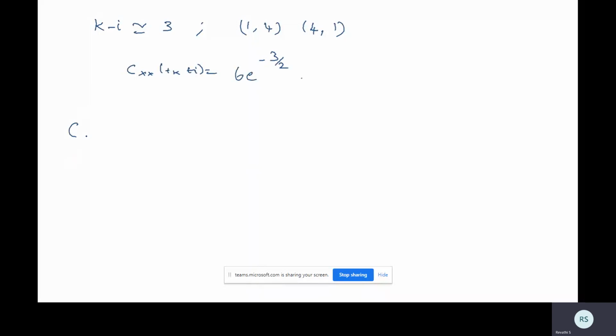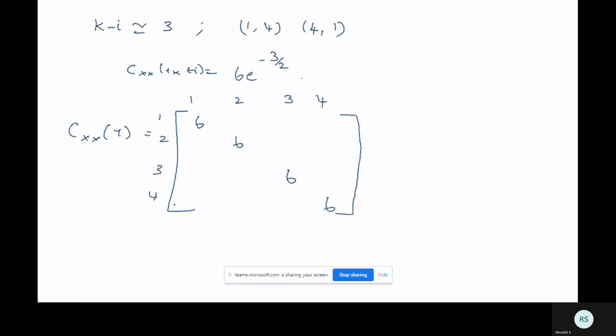You are ready to write the matrix, C matrix, Cxx of Tk comma Ti or tau. Write it as tau here. So it's a 4 cross 4 matrix. Already you know K is 1, 2, 3, 4. I is 1, 2, 3, 4. So when both are equal, we are having the answer is 6, right? So both are equal in the sense diagonal. So both are 1, 1, both are 2, 2, both are 3, 3, both are 4, 4. And when the difference is 1, it is 6 e power minus 1 by 2.